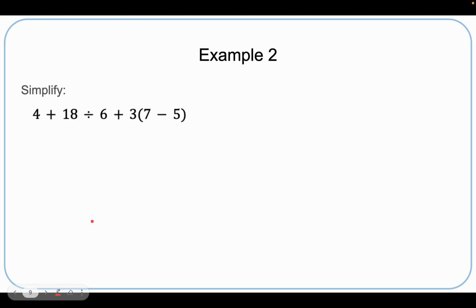So here's our next example. We're going to simplify. Let's start with our parentheses first. So we're going to rewrite this.